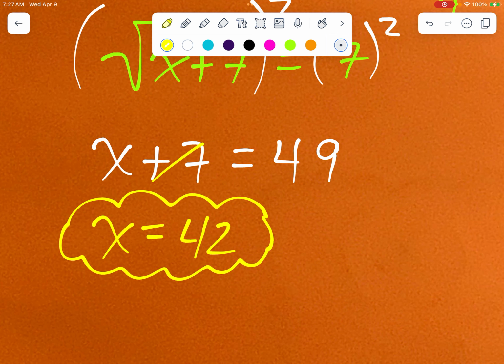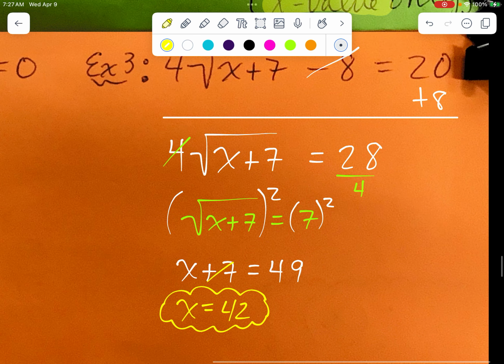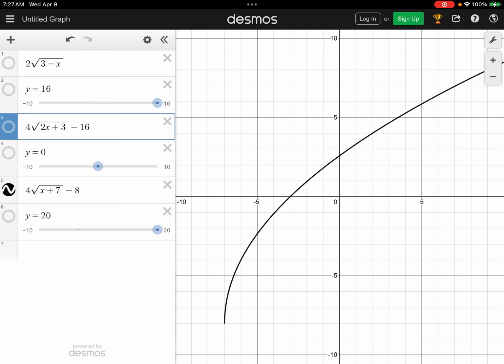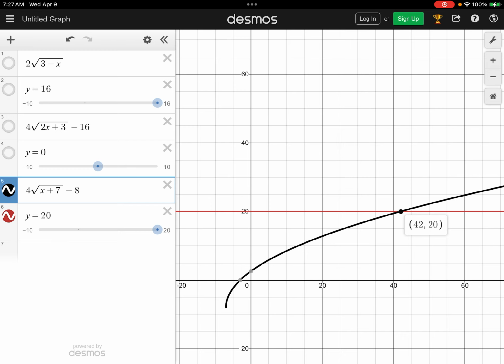All right, let's see if we get 42 as our x value of the intersecting coordinate here. We'll fire up Desmos here. We type the left side in here first. The right side, we're just going to do y equals 20. I'm going to have to zoom out a little bit. And let's see if we get 42 for our x value, and we do. We're 100% correct.